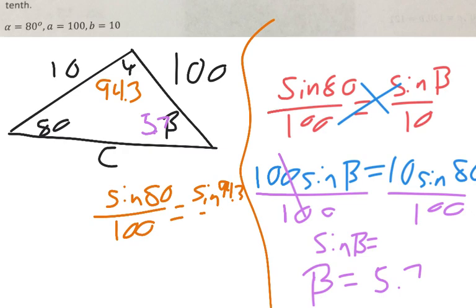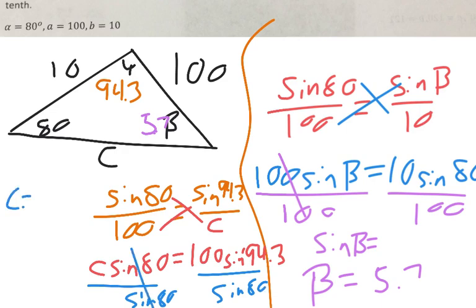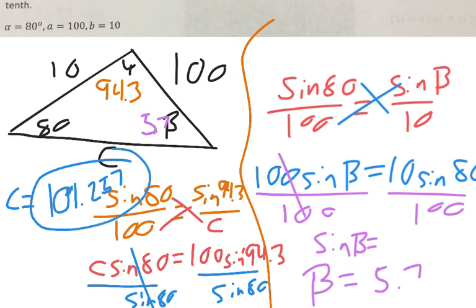Okay, to go a little quicker here. Why is it not C? It should be C. So that's going to be C sine 80 equals 100 sine 94.3. That looks awful. Divide by sine 80. So C equals 101.257. Do I have a second?